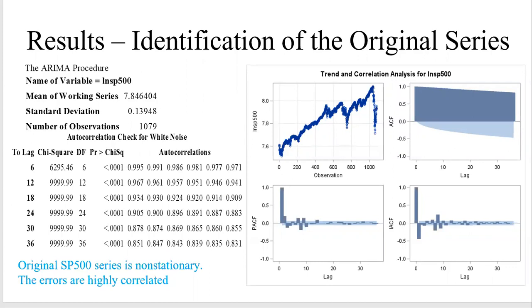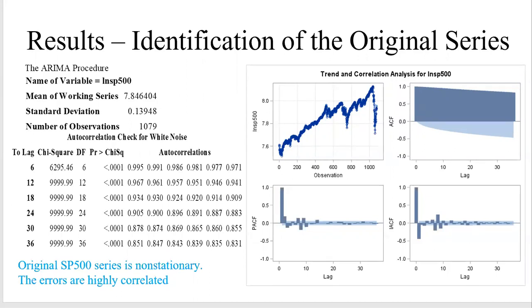So we conducted the identification of the log of the S&P 500 based on the figure trend and correlation analysis on the right of the slide. The autocorrelation function, ACF, does not decay as the lag increases, and the PACF shows two significant lags. The ACF and the PACF plots suggest an AR process.